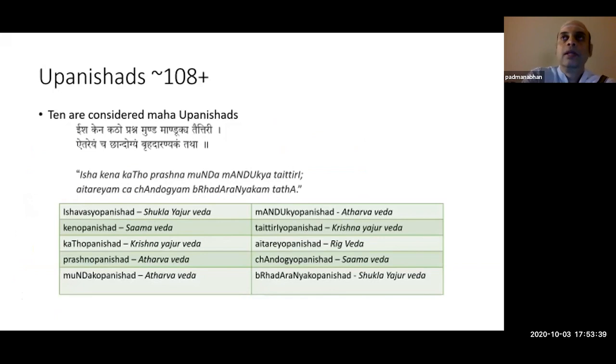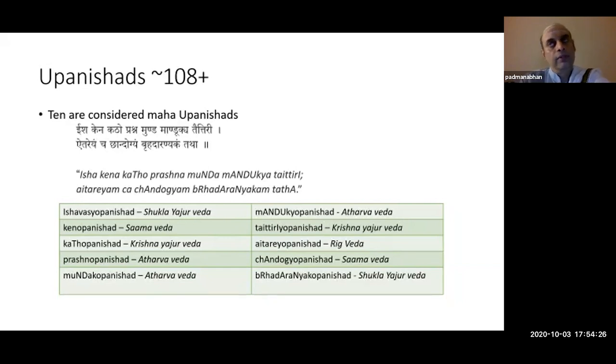All right. With a little introduction on Upanishads, I will conclude my portion here. There are quite a few Upanishads. The number is always questioned. Some say 109 and some say 108, but approximately 108 plus is the number I know of. Out of those, 10 are considered Maha Upanishads. The philosophy of Vedanta is highly debated and discussed based on those 10 Upanishads, which we can remember by a couplet: Isha kena katha prashna munda mandukya tittiri aitareyam cha chandogyam brihadaranyakam tatha.